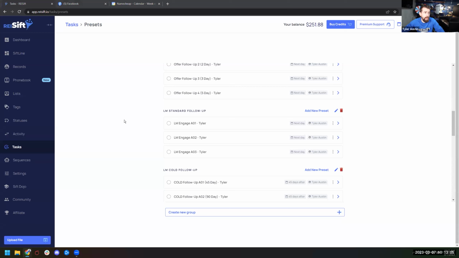For me, if it's a property that I know I really would like to buy, I'm going to automatically just throw it in hot. I'm going to assume it's hot because of the frequency. It might not actually be hot. I'm just putting it in that follow-up because I want the frequency to be aggressive, right? So I do engage 1, 2, and 3.